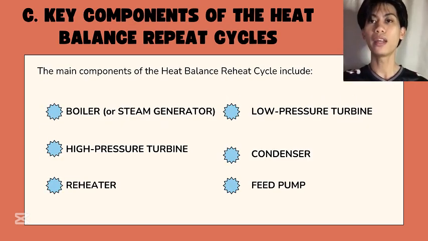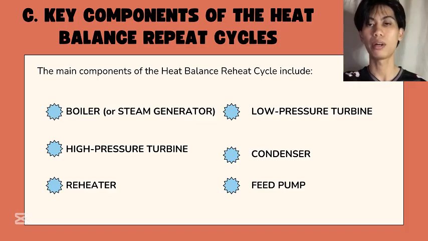For the key components of the heat balance reheat cycle, the main components include: number 1 is the boiler or steam generator. It generates high-pressure steam and reheats partially expanded steam. Number 2 is the high-pressure turbine. It receives high-pressure steam and partially expands it. Number 3, a reheater, a part of the boiler where partially expanded steam is reheated to a high temperature.